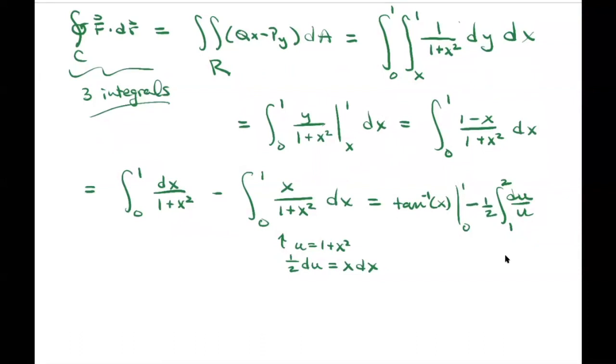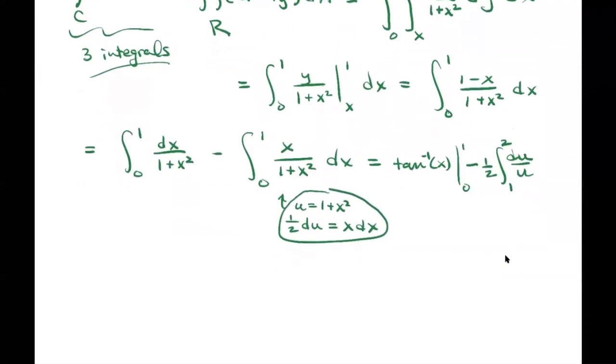Okay. Any questions? I think we're almost done here. So tan inverse of 1 minus tan inverse of 0, which is 0. And you're going to have 1/2 ln, so that's minus 1/2 natural log absolute value of u from 1 to 2.